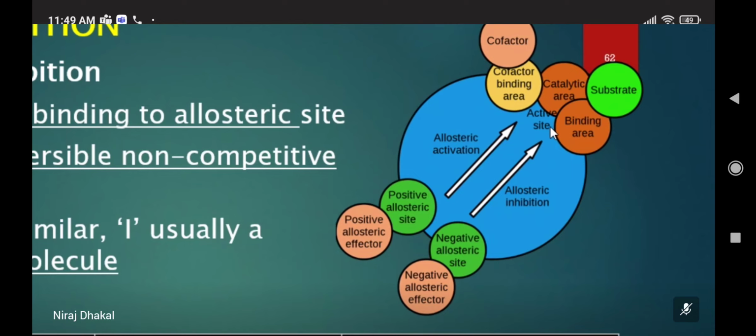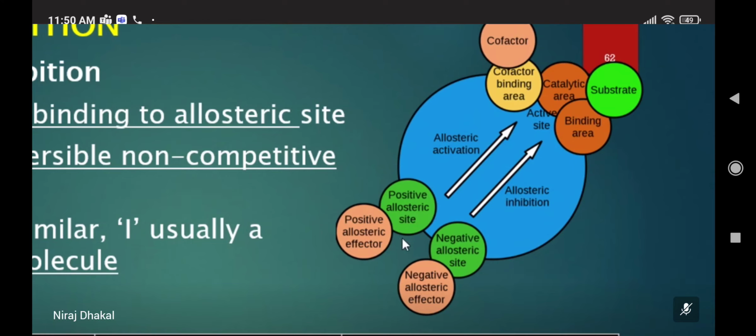You can see here the active site contains the binding area and catalytic site. There is also availability of cofactors and coenzymes, and it is the site where the real substrate binds. And this is the allosteric site of the enzyme, which may be near the active site or somewhere else in the enzyme. So there can be a positive allosteric site or a negative allosteric site.